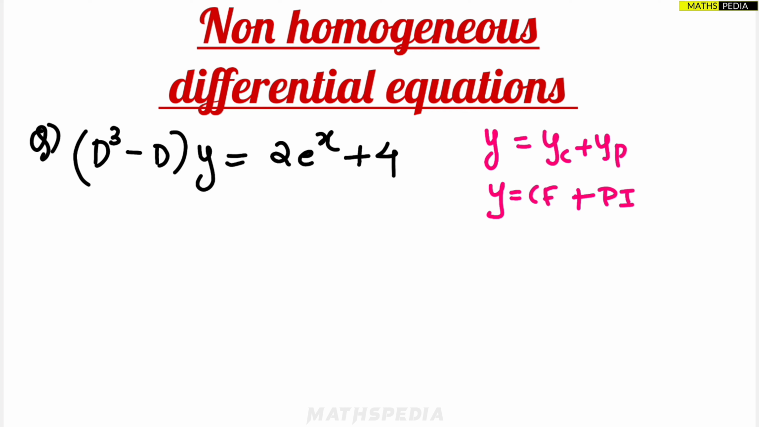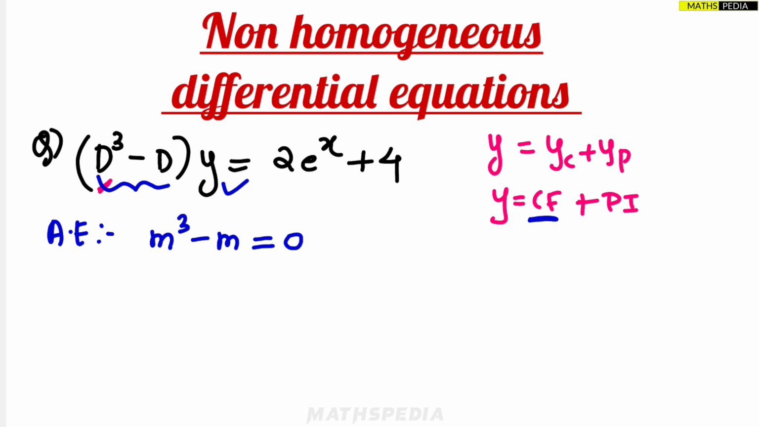Now, the first step was basically to write D is equal to d by dx, but already it is given as D value. So directly you can go for the second step, finding the complementary function, which is nothing but the auxiliary equation. In order to write the auxiliary equation, whatever is inside the bracket after taking y outside, you have to equate it to 0 and substitute D as m. So m cube minus m is equal to 0. Now we have to solve this equation. You can do it by calculator, or otherwise we can do one more method.